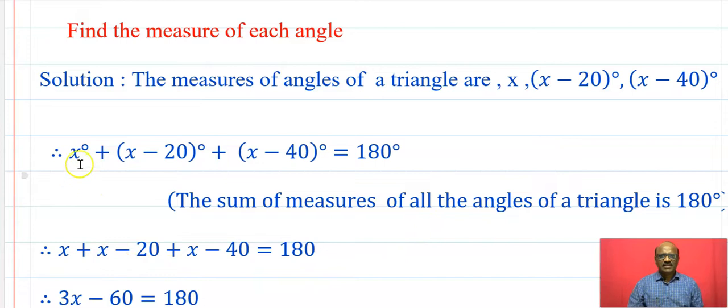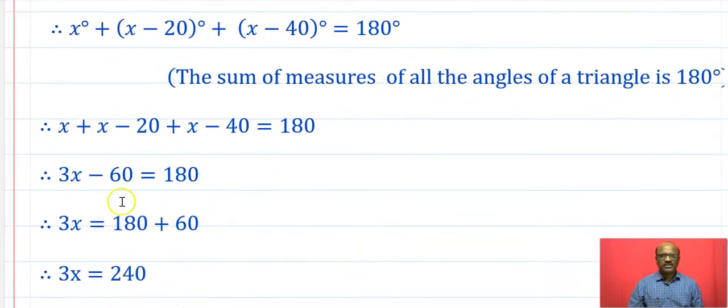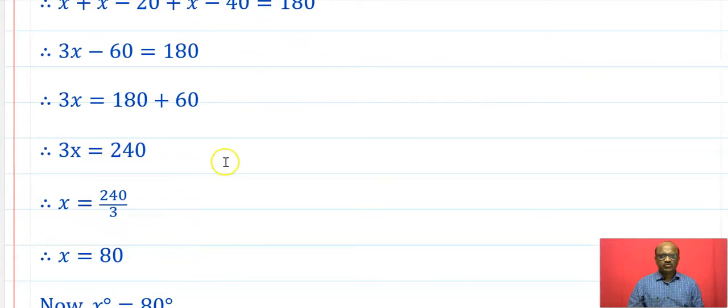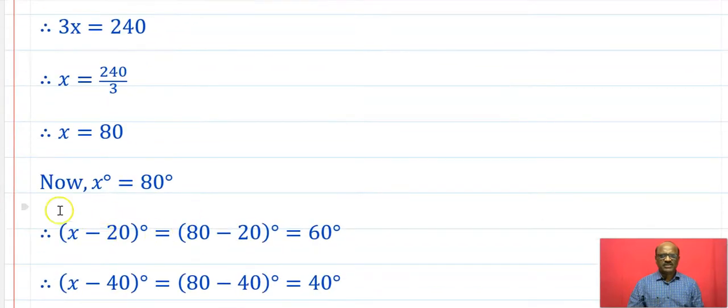Now the next step: x plus x minus 20 plus x minus 40 is equal to 180. Minus 20 minus 40 is minus 60. x plus x plus x is 3x minus 60 is equal to 180. Therefore, 3x is equal to 180 plus 60, and therefore 3x is equal to 240. Therefore, x is equal to 240 upon 3. Therefore, x is equal to 80. Therefore, the measure of angle x degrees is equal to 80 degrees.